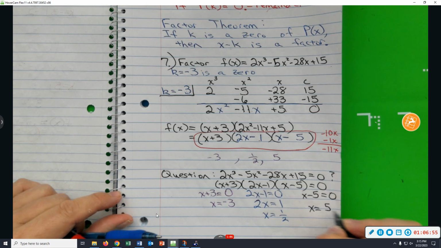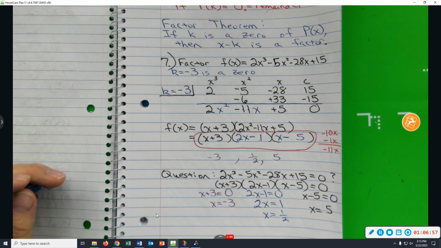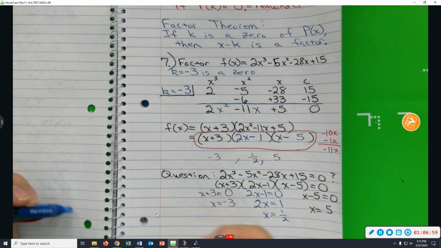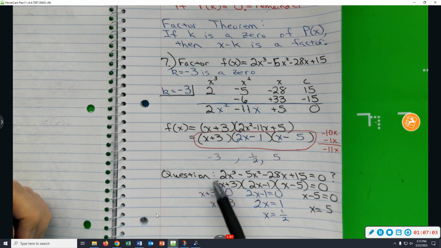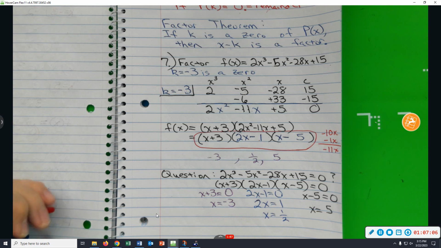I think that's what the great state of Texas wants y'all to be able to do, see how to factor and solve a cubic equation. I think that's what's important from all of this stuff that we've been doing today.